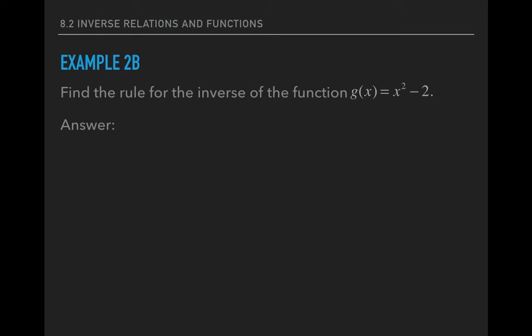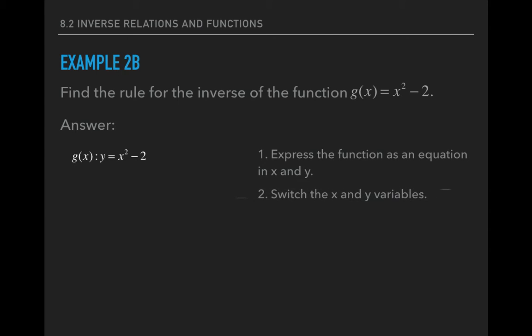Let's do another. Now we're working with the function g, and it is a quadratic function. So we begin by expressing it in terms of x and y. So instead of g of x, it's really y equals x squared minus 2. Then we're going to switch the x and y variables. So the inverse of g would be, sorry about that, x equals y squared minus 2.